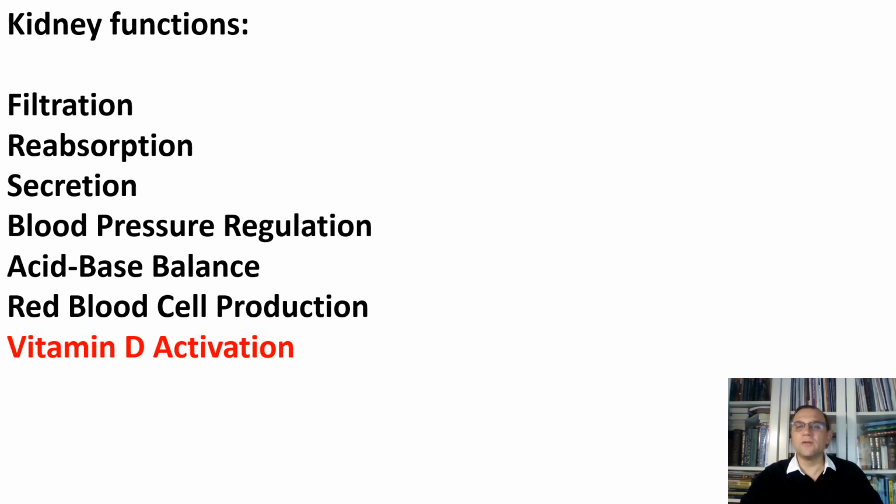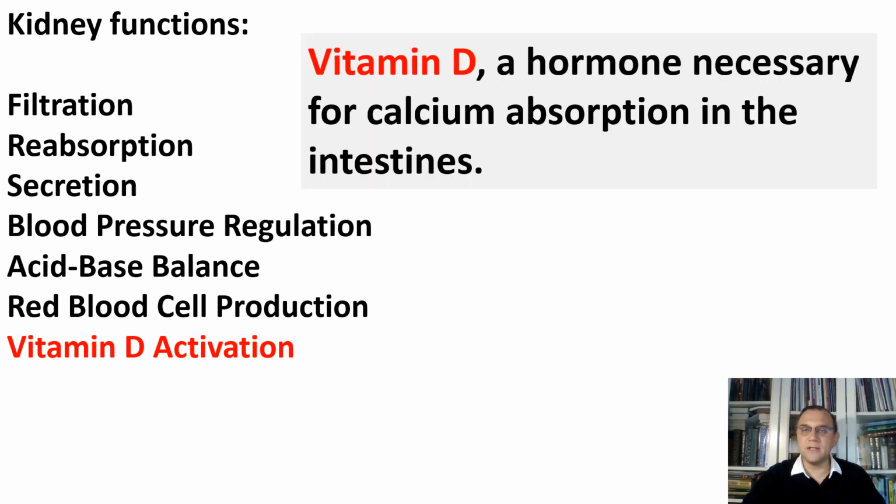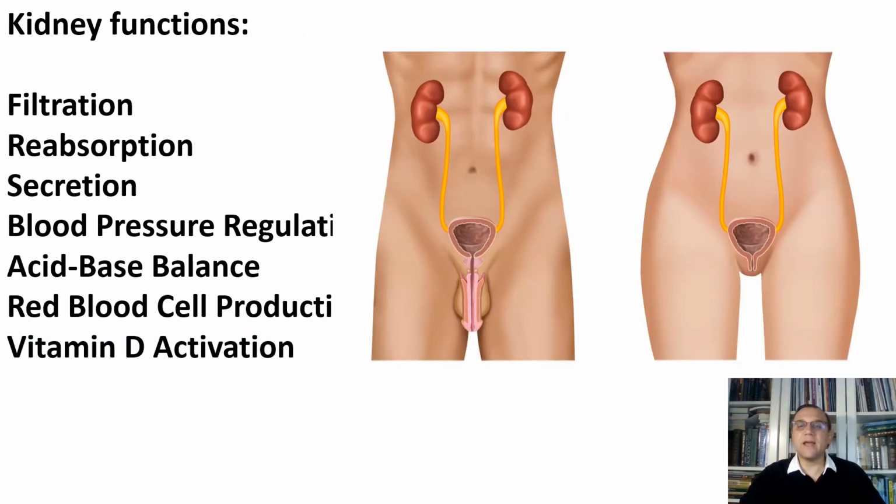The kidneys are involved in the activation of vitamin D, a hormone necessary for calcium absorption in the intestines. Adequate levels of vitamin D are crucial for healthy bones and teeth. Overall, the kidneys play a vital role in maintaining fluid balance, electrolyte levels, acid-base balance, and blood pressure regulation, while also eliminating waste products and producing important hormones.